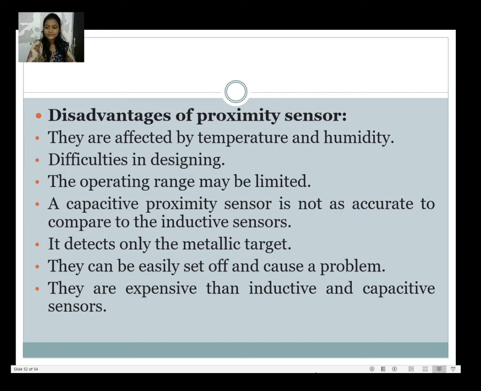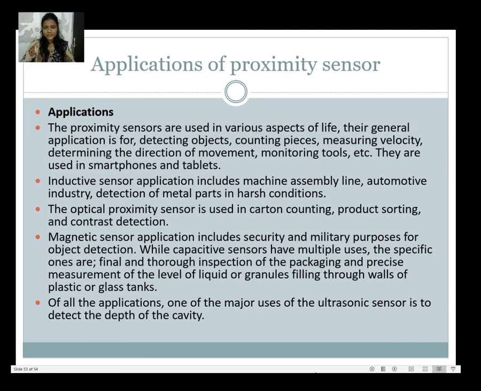So now, applications of proximity sensors. As we see, proximity sensors are used in various aspects of life for detecting objects, counting pieces, velocity measurement, direction of movement, and monitoring tools. The inductive sensor applications include machine assembly lines, the automotive industry, and detection of metal parts in harsh conditions. So these are some applications of proximity sensors.